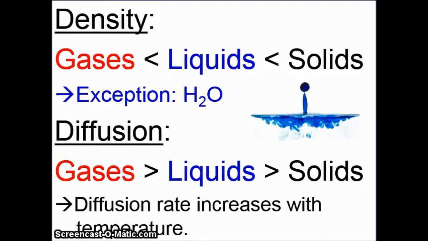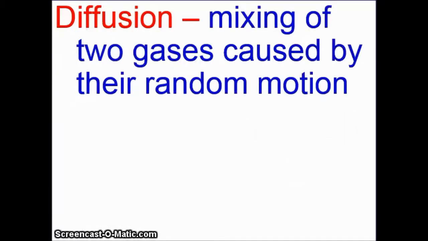So what is diffusion? Just a reminder. Diffusion is the mixing of two gases caused by their random motion. So if we have two gases here and they're randomly moving around, that's the mixing of that substance.